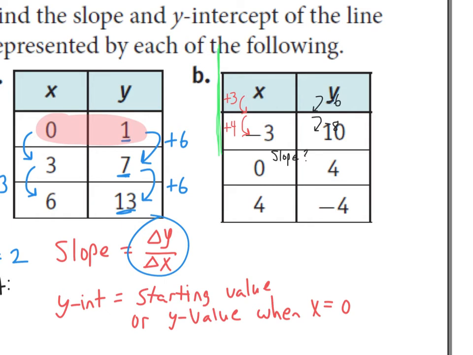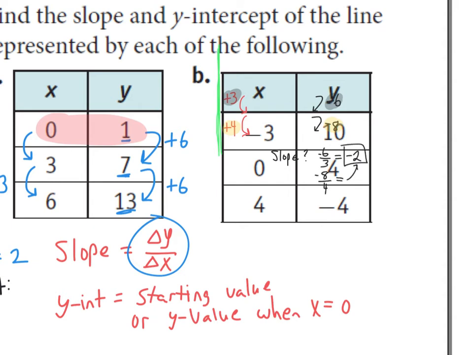So if I do the first set of points, it was negative 6 over positive 3. Negative 6 over positive 3 is what? Negative 2? And the second set of points, the change was negative 8 over positive 4, right? And negative 8 over positive 4 also equals negative 2, actually.